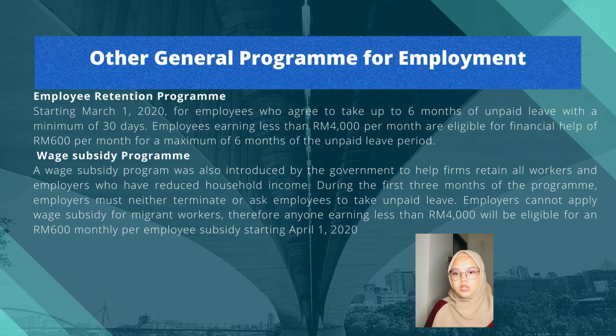So the second is a wage subsidy program, also introduced by the government to help firms retain workers and employees who have a reduced household income. During the first 3 months of the program, employers must neither terminate employees nor ask them to take unpaid leave. Employers cannot apply for migrant workers. Therefore, anyone earning less than 4,000 will be eligible for a 600 monthly per employee subsidy starting 1 April 2020.